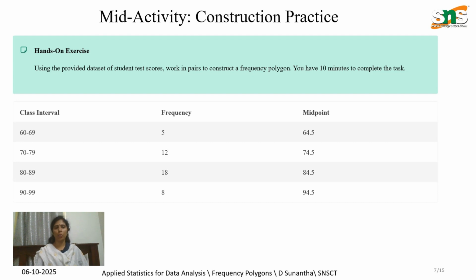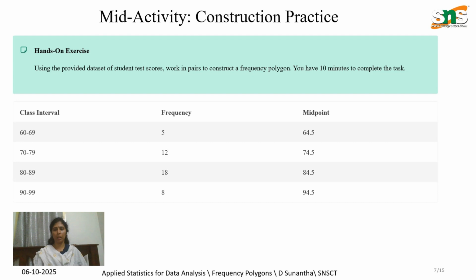So here we are using the data set of students' test scores in the past to construct a frequency polygon. Here the intervals are 60 to 69, 70 to 79, 80 to 89, 90 to 99. The frequencies are 5 for 60 to 69, next 12 for 70 to 79, 18 for 80 to 89, and 8 for 90 to 99.